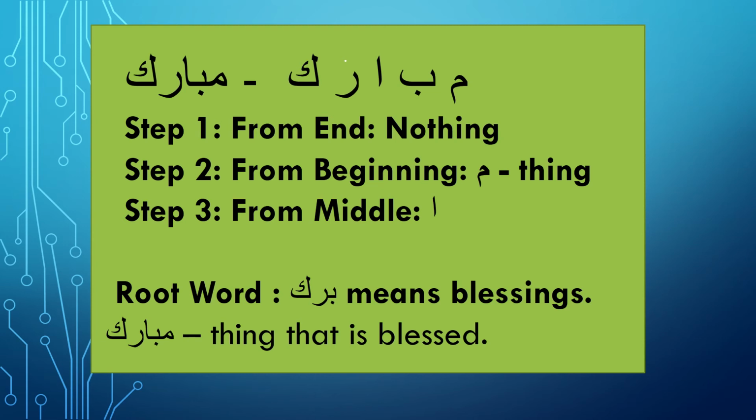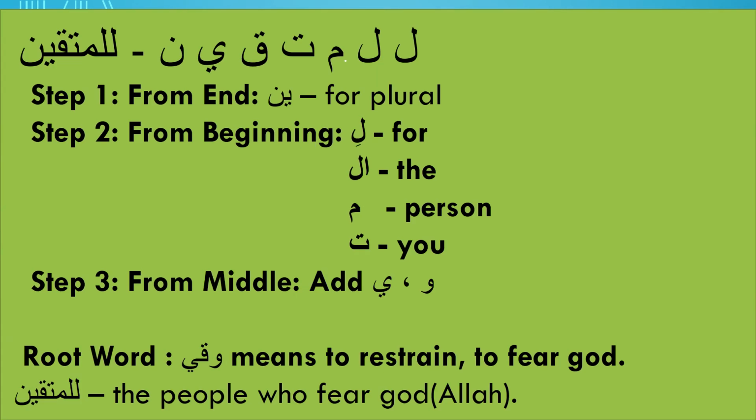The next one is lil muttaqeen. This is a tough one. We can remove ina from the ending. Then we have li at the start. We can remove li. Li means for. Then we can remove al. Al means the. Then we are left with mim, ta, qaf. Mim and ta are both replaceable, and in this case they both will be replaced, and we are only left with qaf. And what we want is 3 letter words.